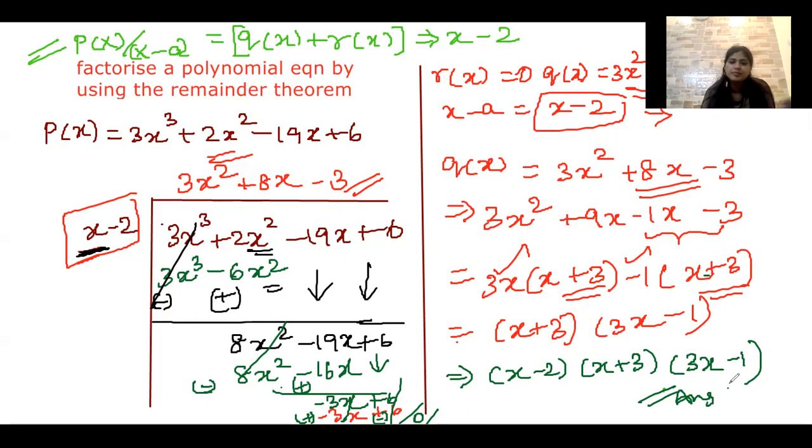Yeah. So that's all about this. In today's session, we discussed the remainder theorem and we found a solution for this 3x cube plus 2x square minus 19x plus 6. That is x minus 2 into x plus 3 into 3x minus 1.